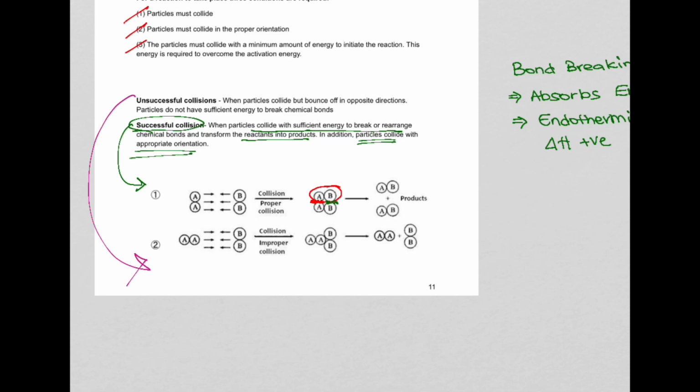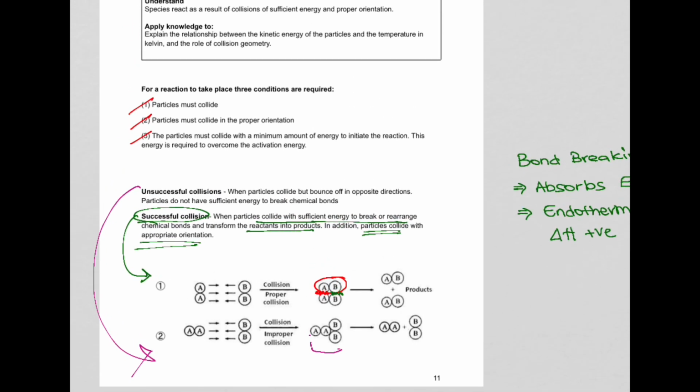Number two is an example of an unsuccessful collision. So molecule A and molecule B are coming in contact, but they are not in the proper orientation. So A is not next to B. A is in between B and B. So it's not the proper orientation, and there's no possibility of a reaction. So particles collide, but they bounce off, or they do not have sufficient energy to break the chemical bonds. So these two are examples of successful and unsuccessful collisions.